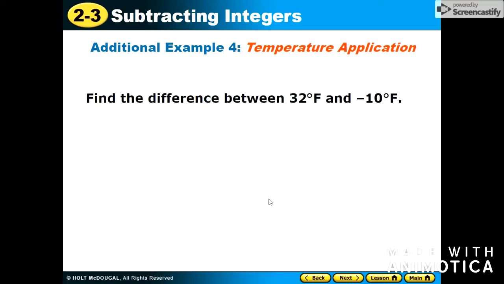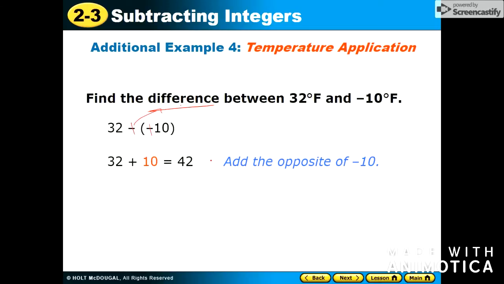Okay. Here we move to the last example, and it says find the difference between 32 and negative 10 degrees Fahrenheit. Okay, remember, difference is a key word for subtraction. So when you set this problem up, make sure it's 32 minus negative 10. Okay, remember, change your subtraction to addition and the next to its opposite. All of a sudden, this becomes an addition problem to give us a total of 42. Okay, so the temperature difference is 42 degrees.